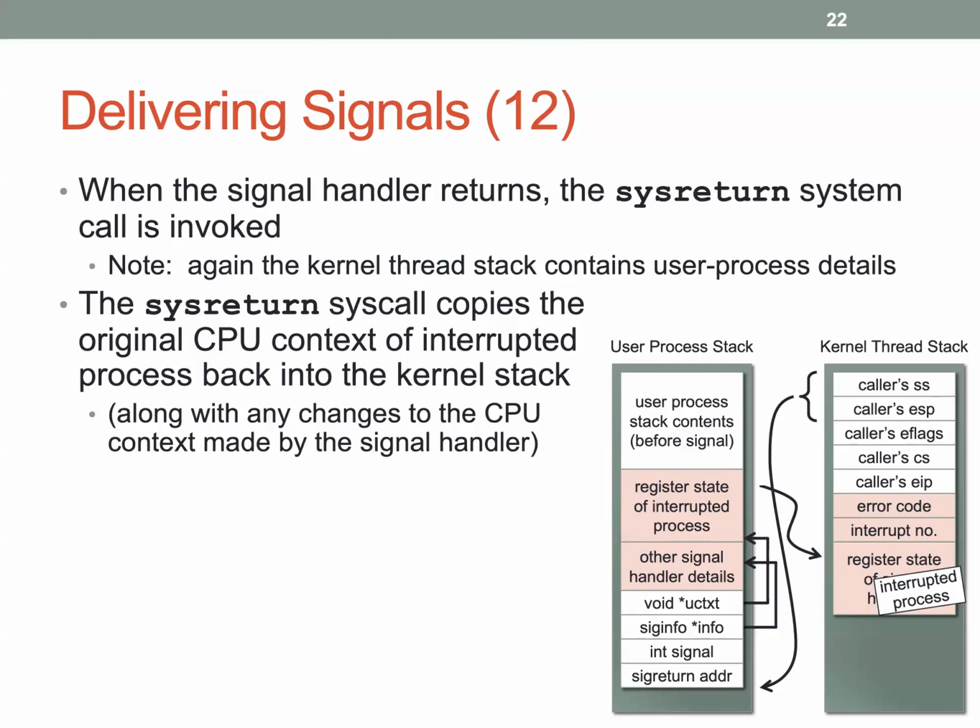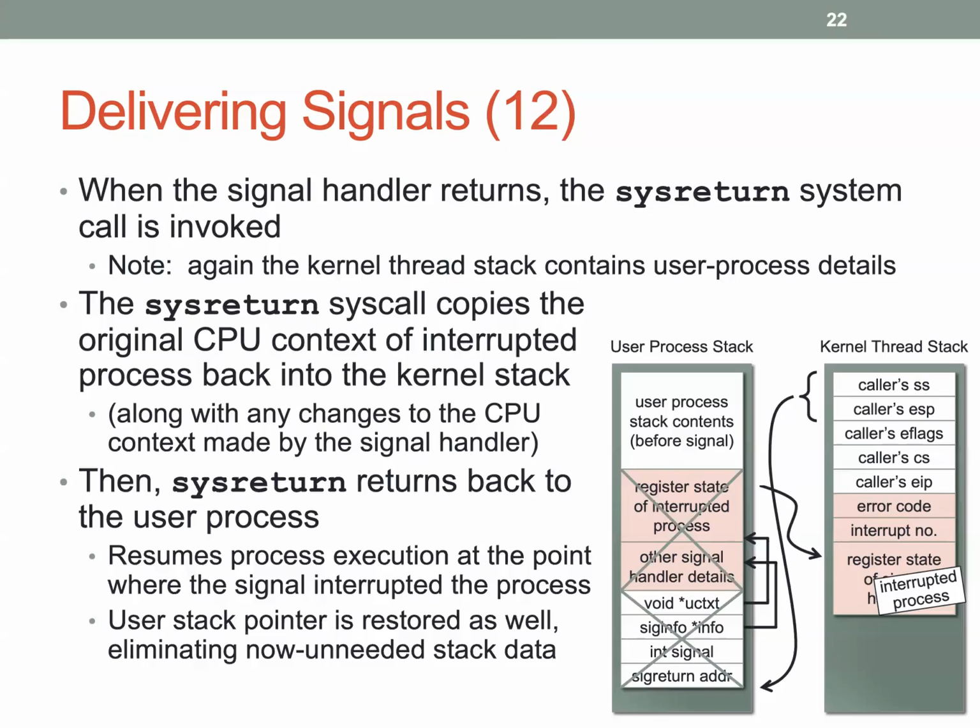So if the process blows its own brains out by mangling register state or instruction pointer state or whatever, the kernel doesn't care. It's just that when the kernel irets back into the process it will explode into a million bits, and the kernel will say, oh, that sucked, that didn't go well, and it'll just terminate the process. So not a big deal if the user process does something silly with those register values. Okay, then sigreturn returns back to the user process.